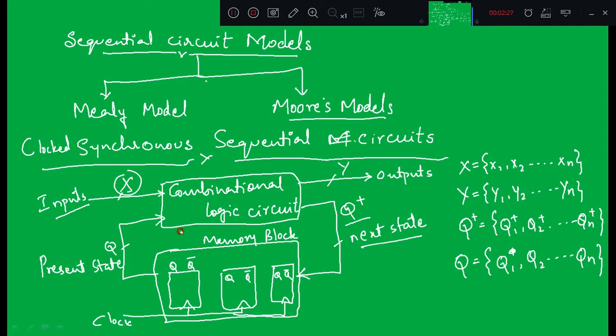So here we are generating a sequential circuit. A sequential circuit should have a kind of feedback, right? That feedback is generated using the memory blocks, okay? In the memory blocks we have a combination of different flip-flops. So a sequential circuit can be generated using a combinational logic circuit as well as the memory blocks. The inputs for the memory blocks are the next state inputs, which are represented as Q plus, and the outputs of these memory blocks are called the present states, okay?